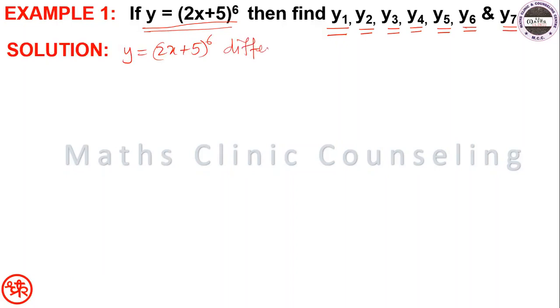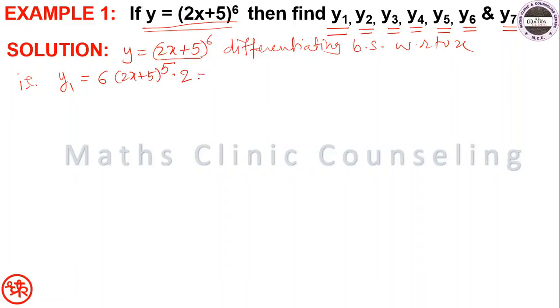Differentiating both sides with respect to x. So the derivative of y is y1, right? And it is equal to, now you know that the derivative of f of x to the power n is n into f of x to the power n minus 1 into f dash of x. What will be the derivative of 2x plus 5? 2. Okay, and so it is 12 into 2x plus 5 raised to the power 5.